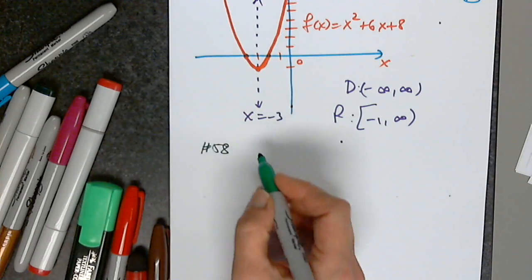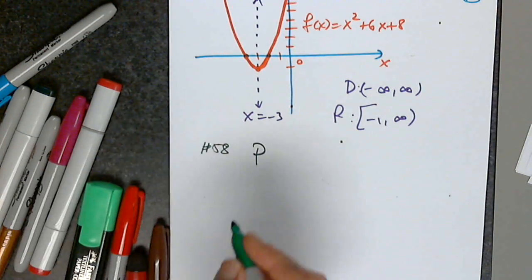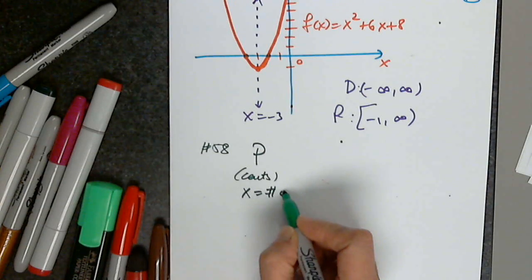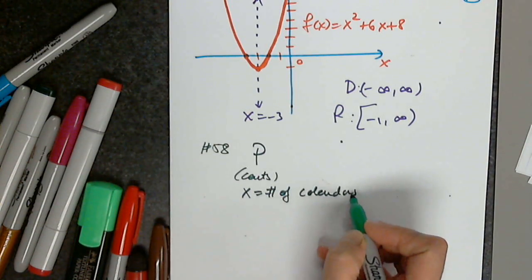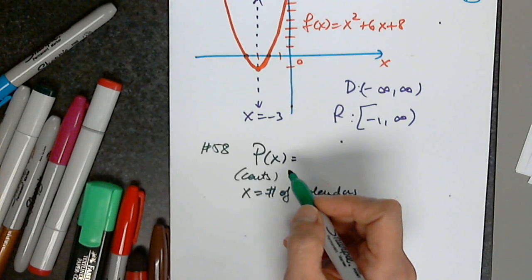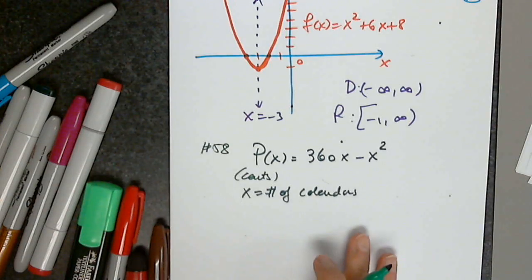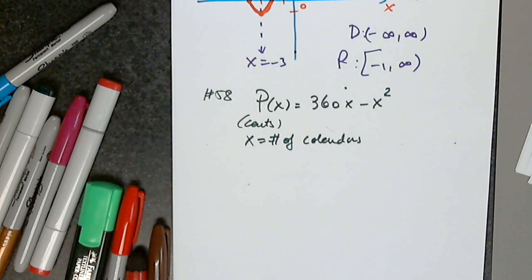The profit P in cents from selling X calendars is given by the equation. So X, number of calendars. P of X, profit in cents. So 360X minus X squared. First question. Find how many calendars must be sold to maximize profit. And then find the maximum profit. Let's look at this function.